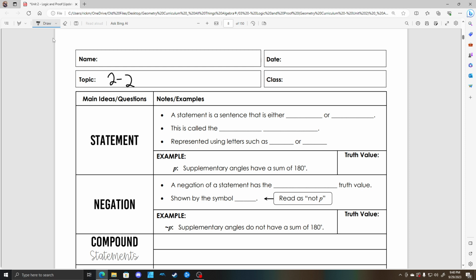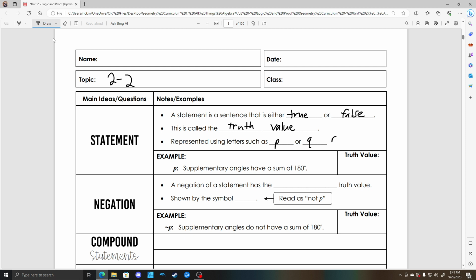So a statement is a sentence that is either true or false. This is called the truth value. And all this really means is when we have a statement, is the statement true or is it false? All right, and a statement is represented using letters such as P or Q. These are probably the two most common. Later, we're going to use the term R. You can really use anything, but P and Q are by far the most common.